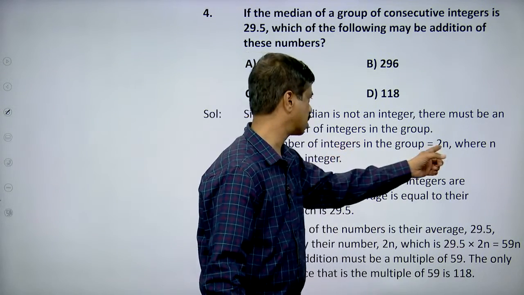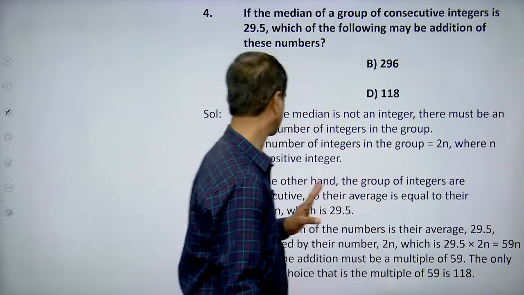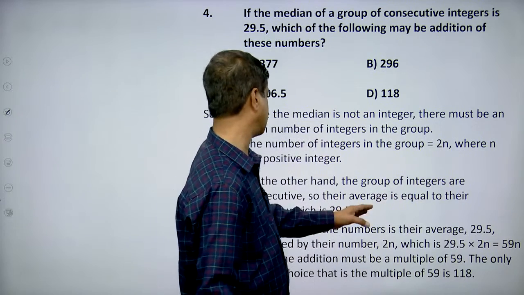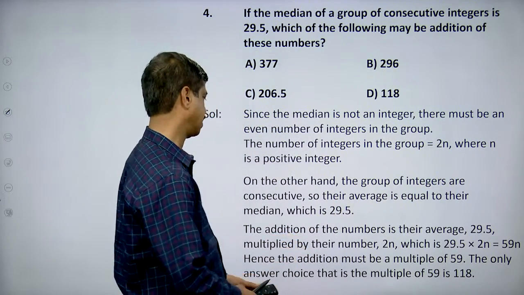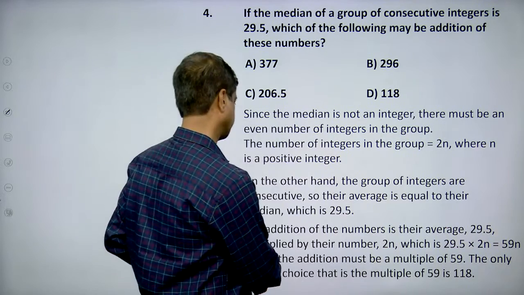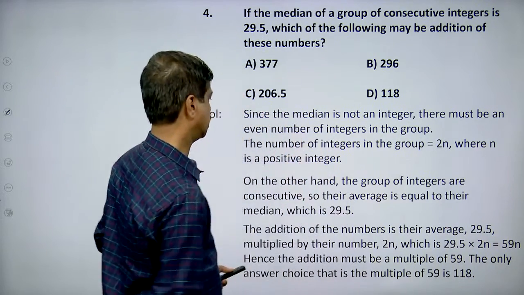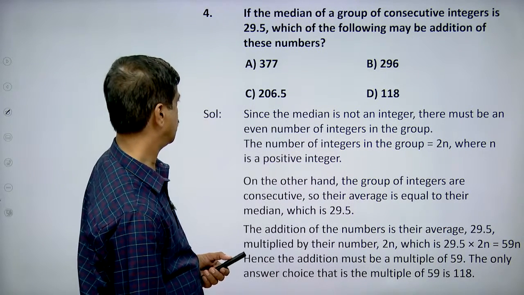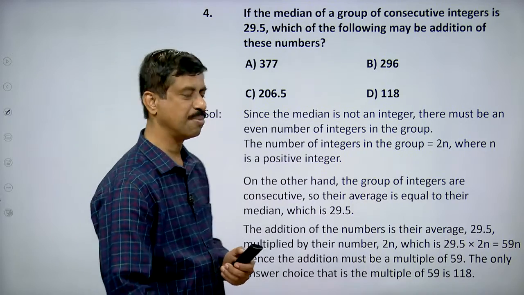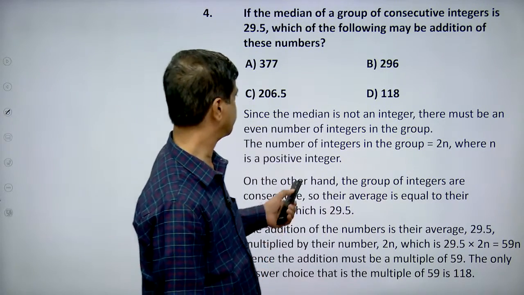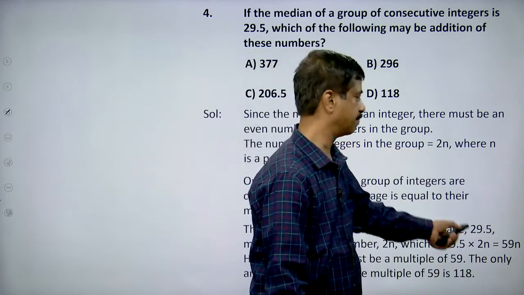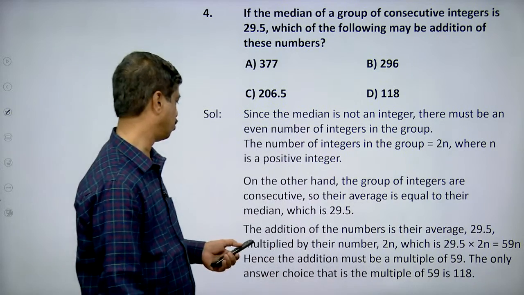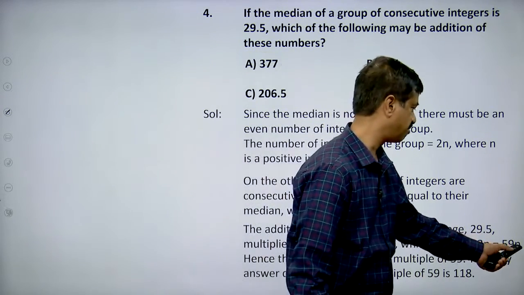So if the total number of elements in the group is 2n, and the median of this group of consecutive integers is 29.5. What are the options here? 377, 296, 206.5 and 118. So the sum of the two middle numbers, 29 plus 30, times n, should be equal to 59n. Therefore, it should be a multiple of 59.